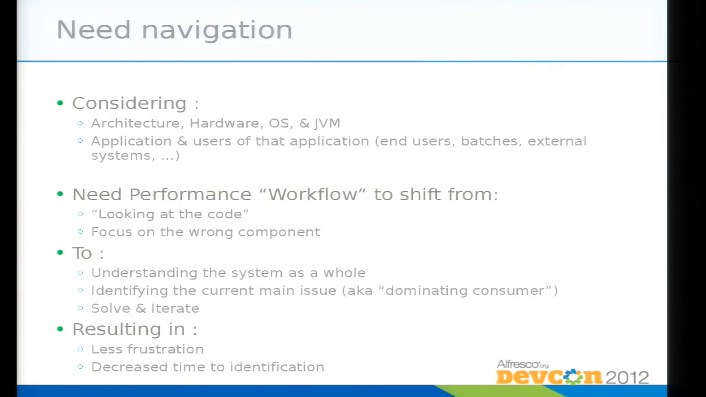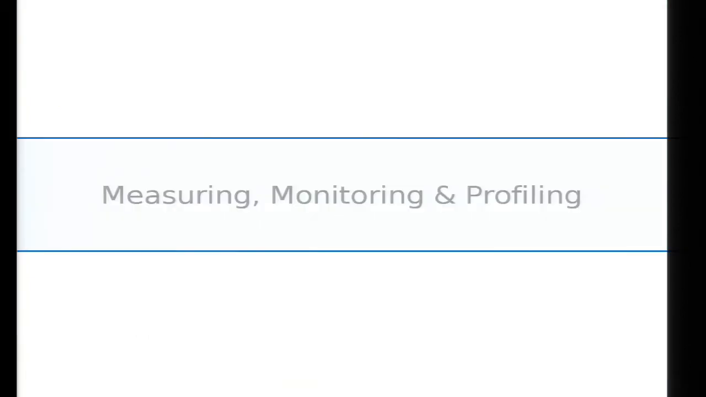What you want to do is to identify the problem, what we call the dominating consumer of the actual CPU, and then you solve this problem. And if it's fine, then you're done. If it's not fine, you iterate and find the next problem until you are okay with the response time. If you do that, I think you'll have less frustration and decreased time to identification, maybe half a day instead of 1 month, which is something that we have already seen. So this is the core of the presentation, I would say now.